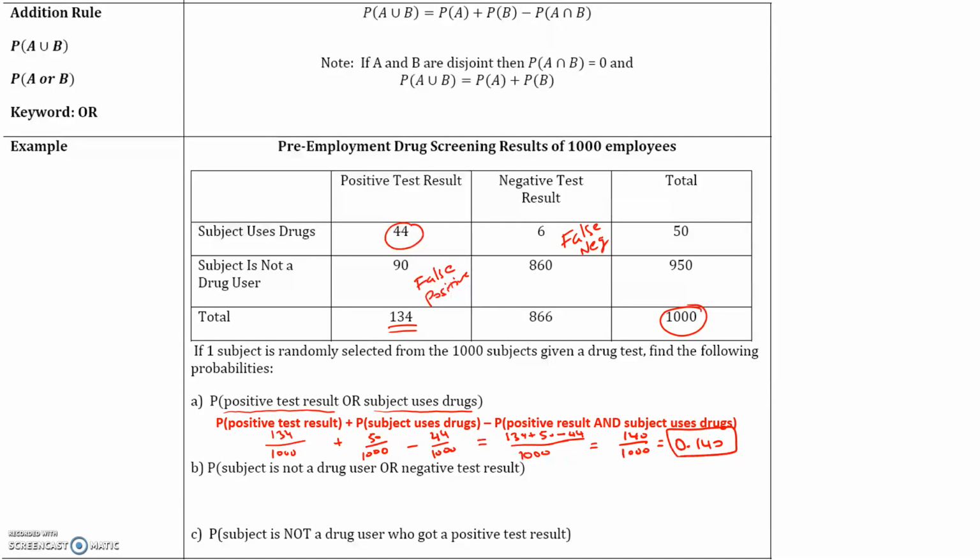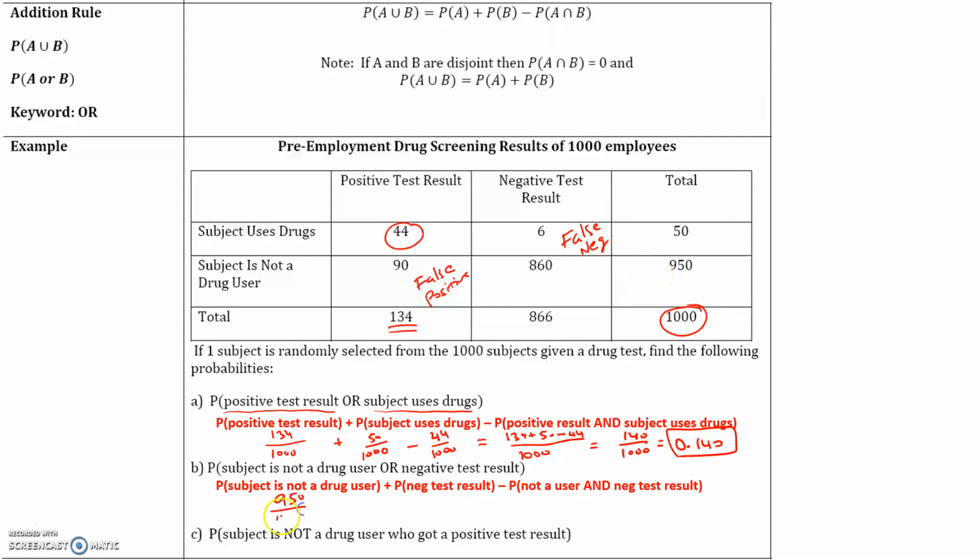Here's another example. The probability that the subject is not a drug user or got a negative test result. Okay, so let's simply apply the formula. The probability for OR is the probability of the first event plus the probability of the second event minus the probability of the first and the second event. Okay, so the probability that the subject is not a drug user. Well, if the subject is not a drug user, then let's look at this second row. Subject is not a drug user. We got 90 plus 860, which is 950.